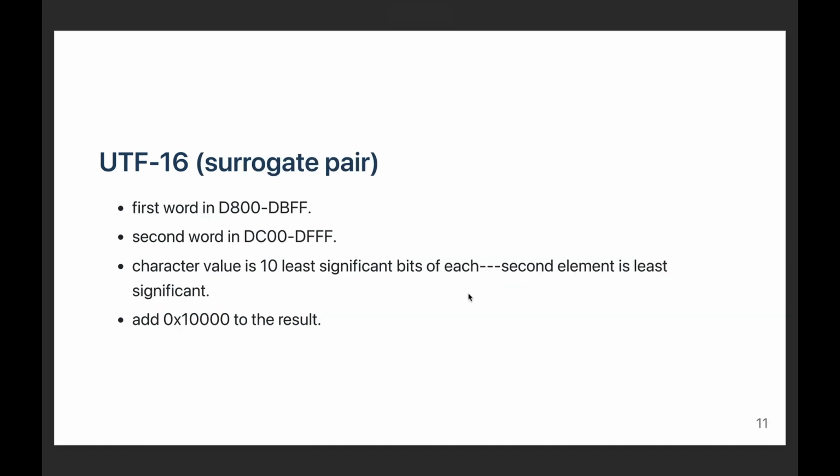To store large code point values, we need 2 16-bit words. There's a range of code point values that are excluded in the Unicode format. When a value from the first half of this excluded range is followed by a value from the second range, we have a valid surrogate pair. We then use the 10 least significant bits of each of the 16-bit words to make up 20 bits of the result.